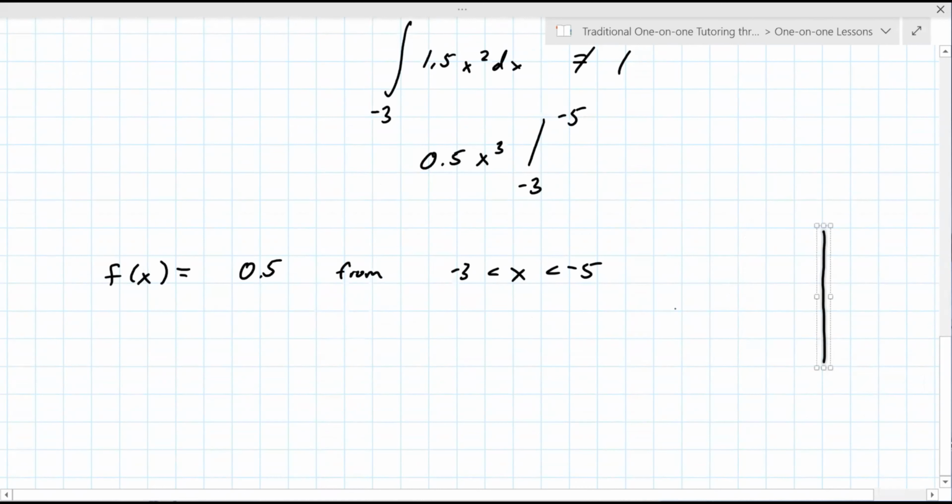I guess this gets covered a little bit later in the course. I really don't remember. But from -3 to -5, this has a height of 0.5 and a width of 2. So the area of this rectangle is 1. So now it works. But now, because you had a question on this, you want to find the probability that x is greater than or less than what in this case?